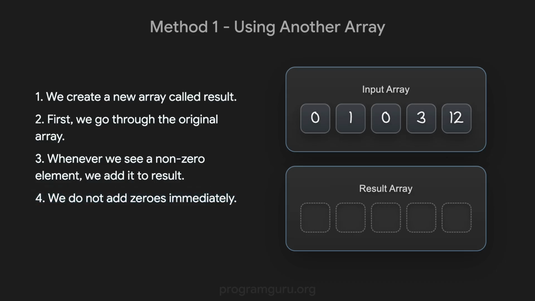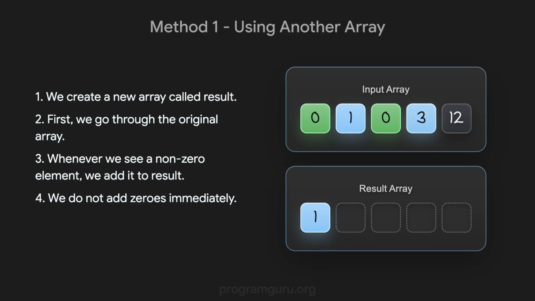Now we start checking each element one by one. First element is 0. Since this element is 0, we simply move to the next element. Next element is 1. 1 is not 0. So we add 1 to the result array. Next element is 0. Since this is 0, we move to the next element. Next element is 3. 3 is not 0.